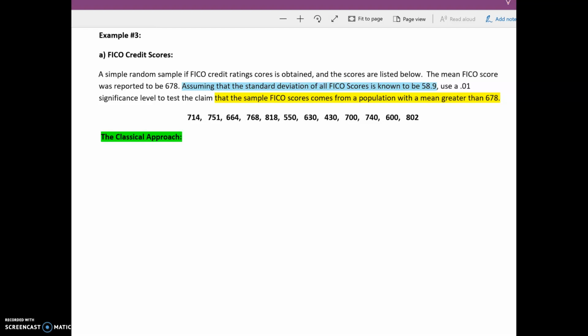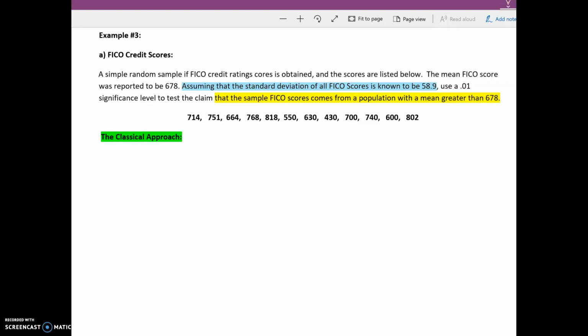Hi class, let's take a look at example 3. Take a second and read it. One of the most important parts of this problem, which I highlighted, is in the second portion of the problem, or the second sentence.